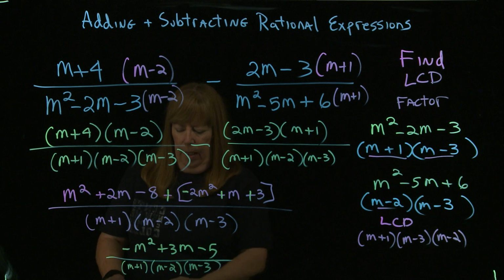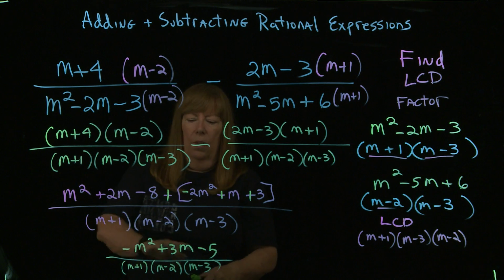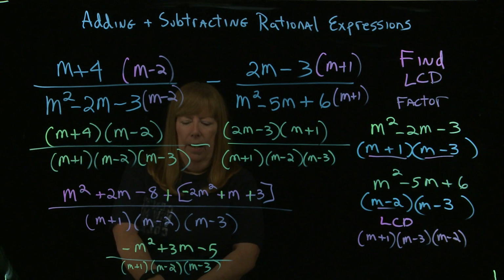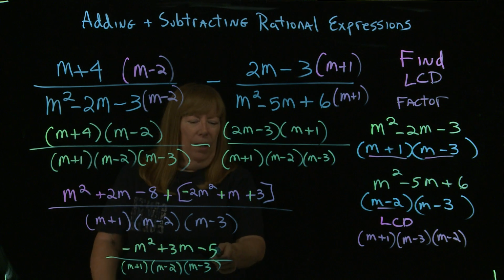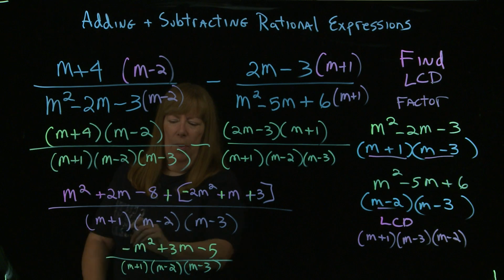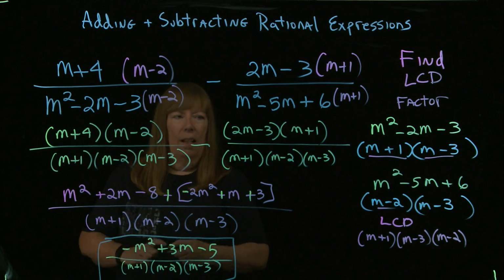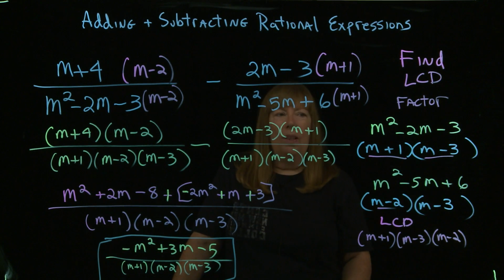One other thing we should look at, does it look like that's going to factor? So maybe we could do a little simplifying there. Well, factors of 5 no way add up to 3. That is not going to factor. So that is our final answer. That one was a little more complicated.